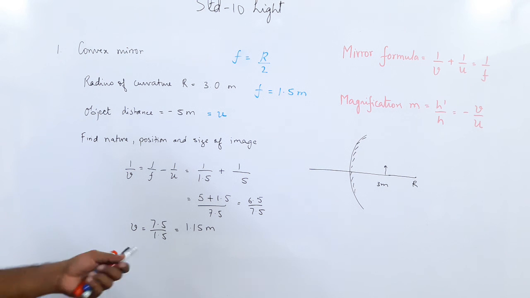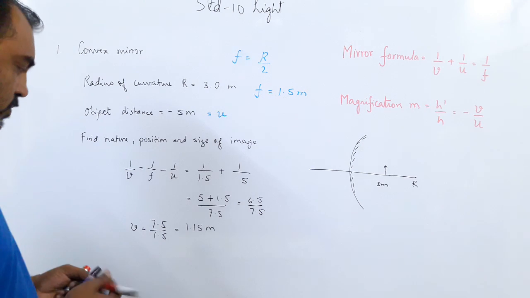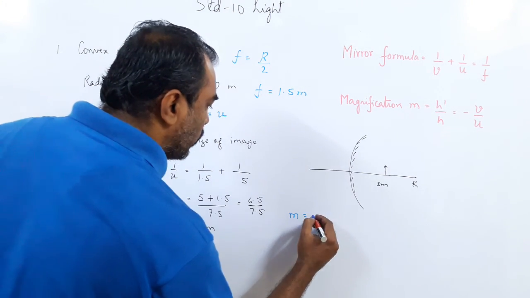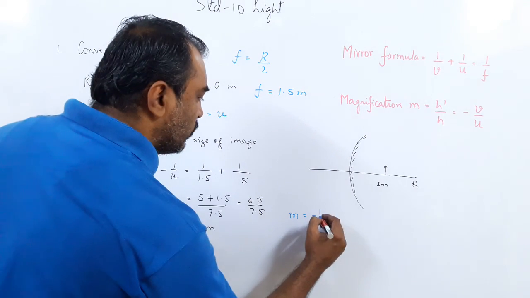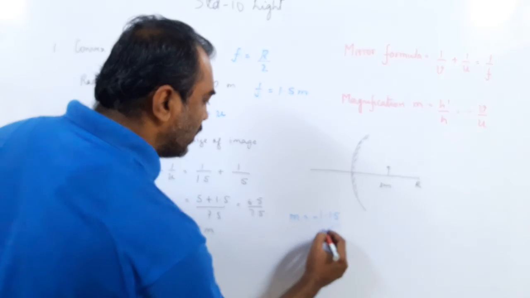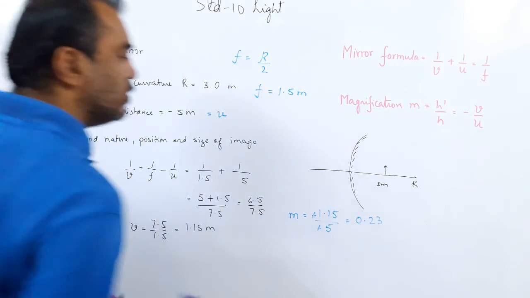Now what is the size of the object? What do we have to compare here? Size means the factor, so the magnification. m is minus v upon u. So what is v? 1.15. What is u? Minus 5. Cancelling, we get 0.23.